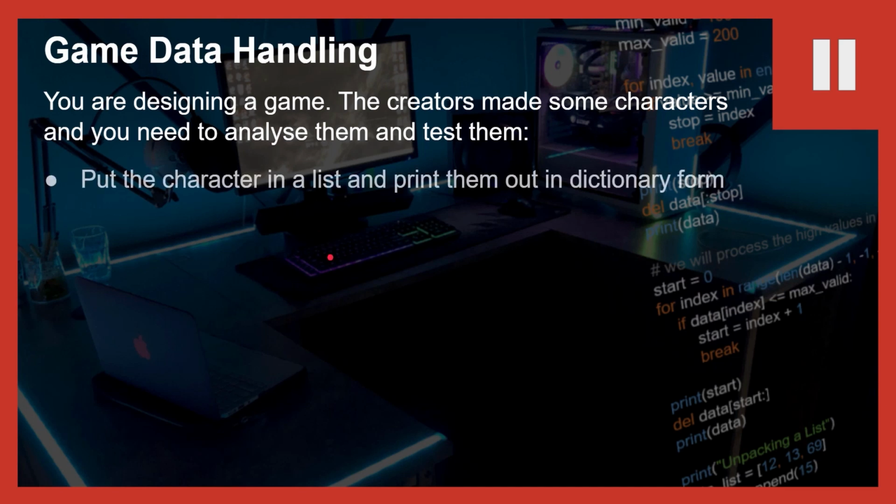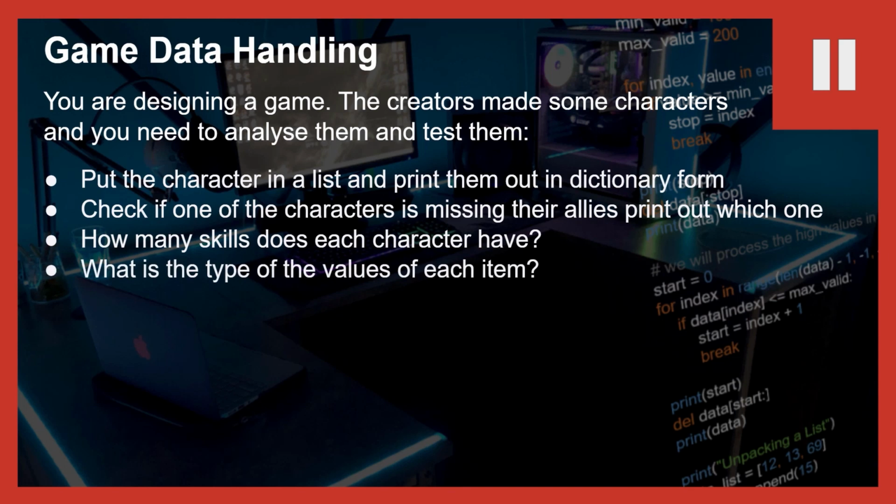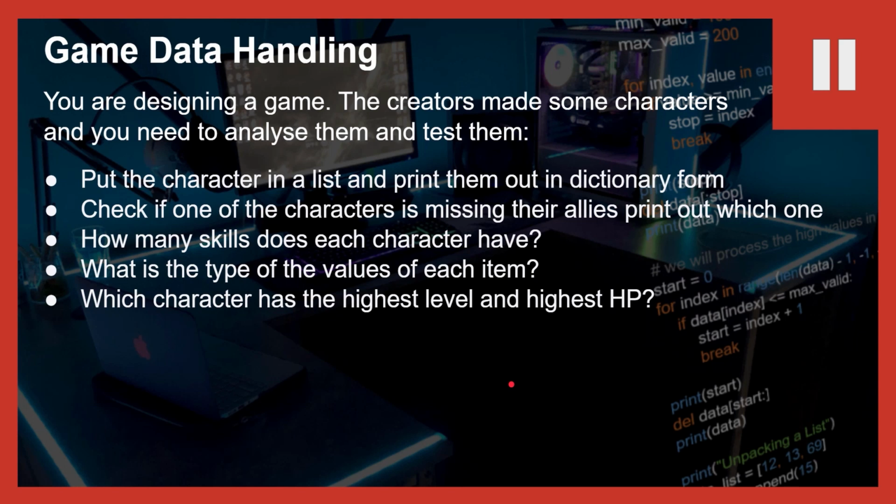So, first of all, you need to put the characters in a list and print them out in a dictionary form, just like we've done before. Next, you need to check if one of the characters is missing their allies. You need to print out which of your characters is missing their allies. How many skills does each character have? So you'll need to count them. Then you'll have to see what is the type of the values of each of the items and the characters. So you need to tell me what the type is. We've already done this. Which character has the highest level and the highest HP? Now this is going to be a tricky one because you'll need to use some for loops, or maybe one for loop and then a few if statements.